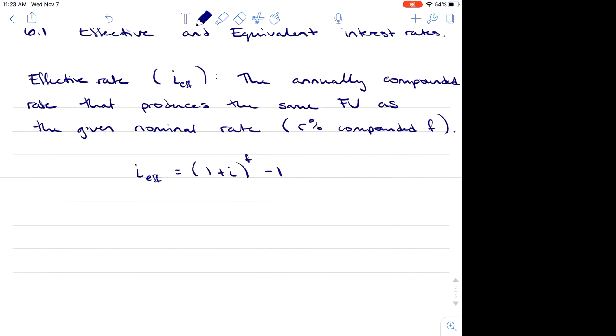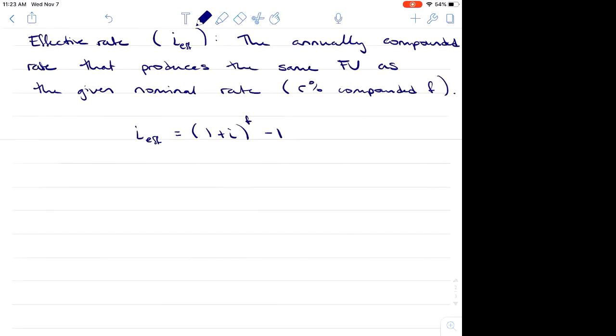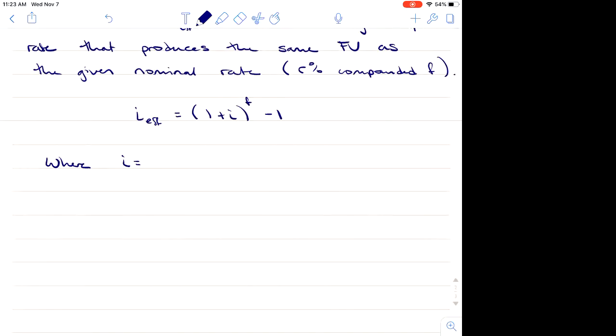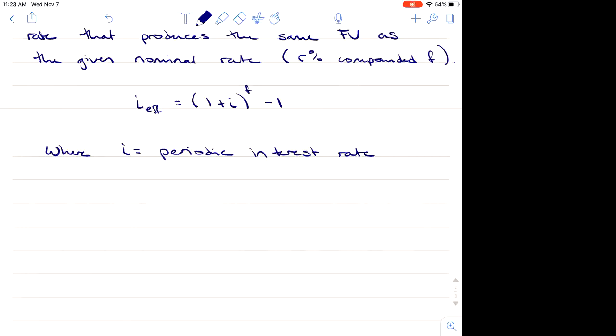It's only if we're going from continuous to the effective rate that we would need the other formula. So pretty rare. So this is kind of our go-to. Okay. So where i is the periodic interest rate, just the same as before. And the only other thing in this formula is F, which we know is the compounding frequency.